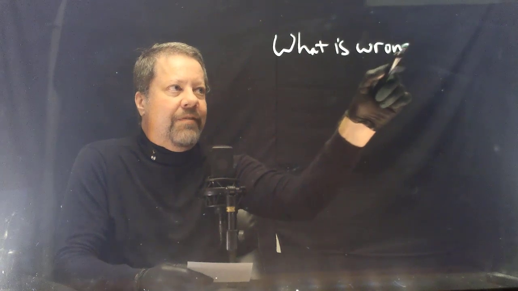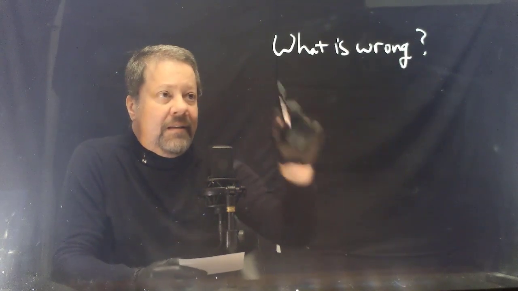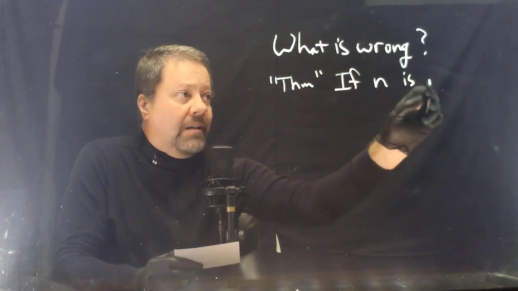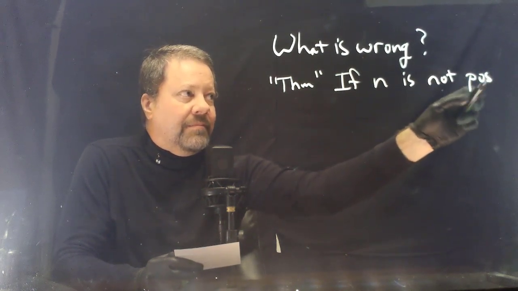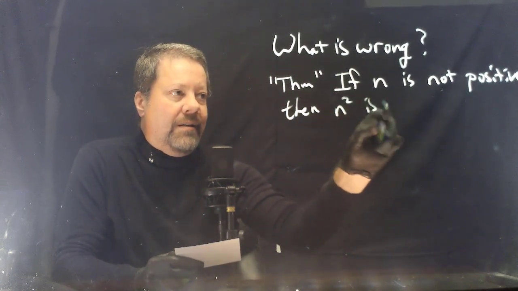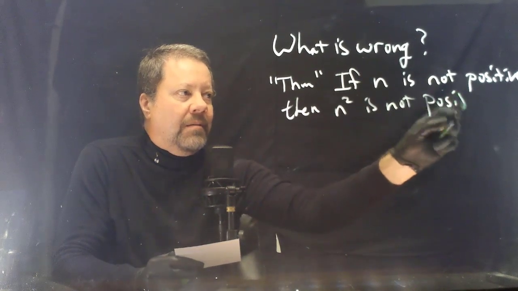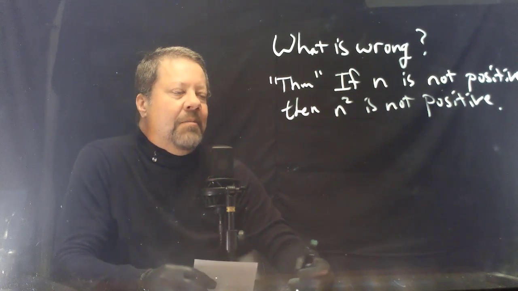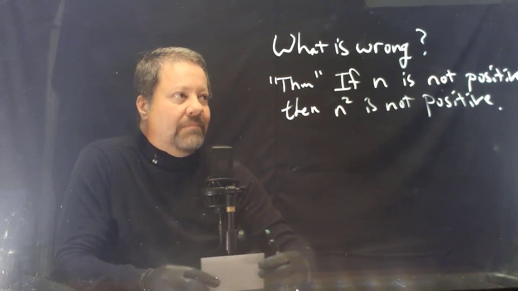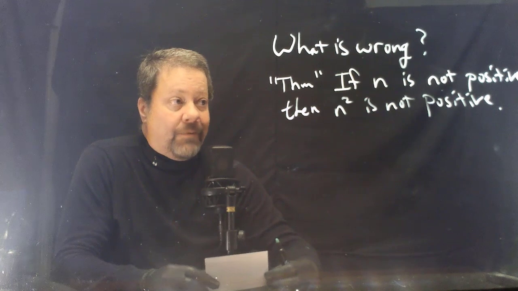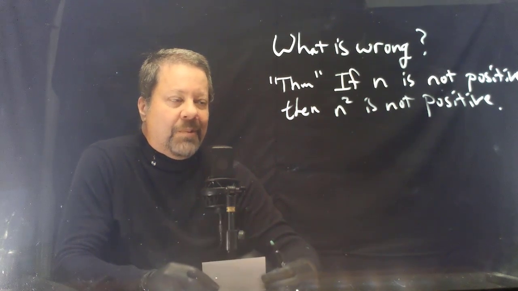What is wrong with the following proof? Here's our quote theorem. If n is not positive, then n squared is not positive. Well, we could again prove that this theorem is false by one counterexample, n equals -1. -1 is not positive, but -1 squared is +1, and that is positive. So that would be sufficient to prove that this is false.